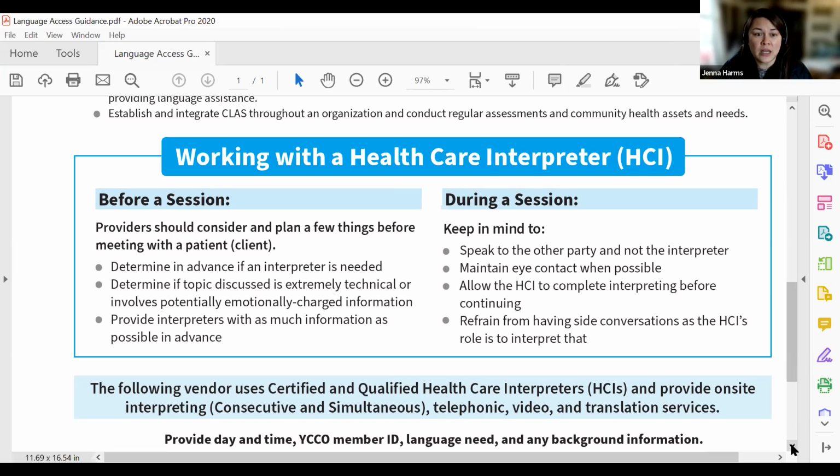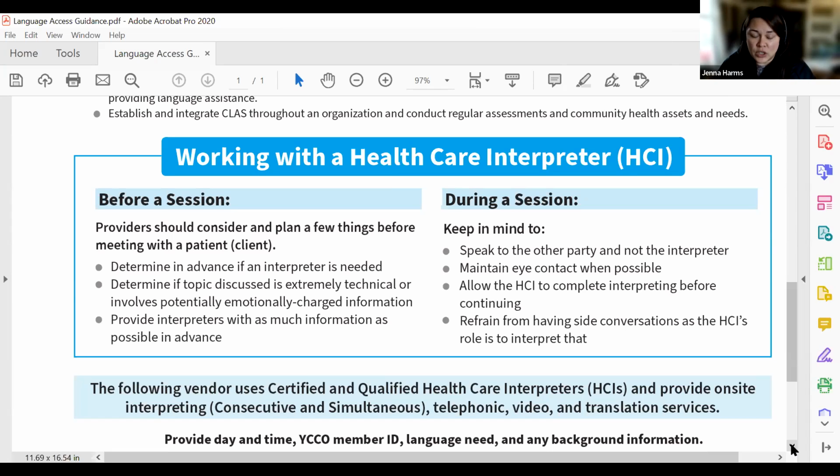Determine if the topics that you'll be discussing are extremely technical, or if they involve potentially emotionally charged information. And then provide interpreters with as much information as possible in advance.